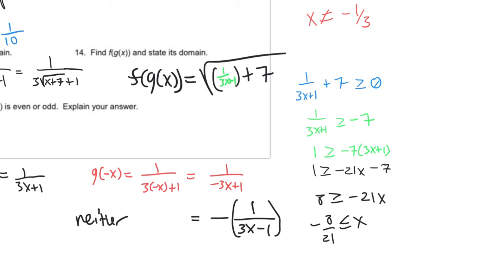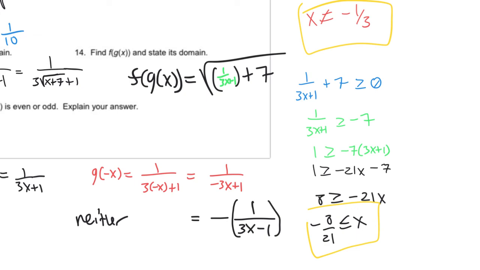So x has to be greater than or equal to negative 8 over 21, and x is not allowed to be negative 1/3. So that's a pretty confusing situation. We have these restrictions right here. These are the two restrictions that we just found when trying to figure out what x is not allowed to be. Okay?